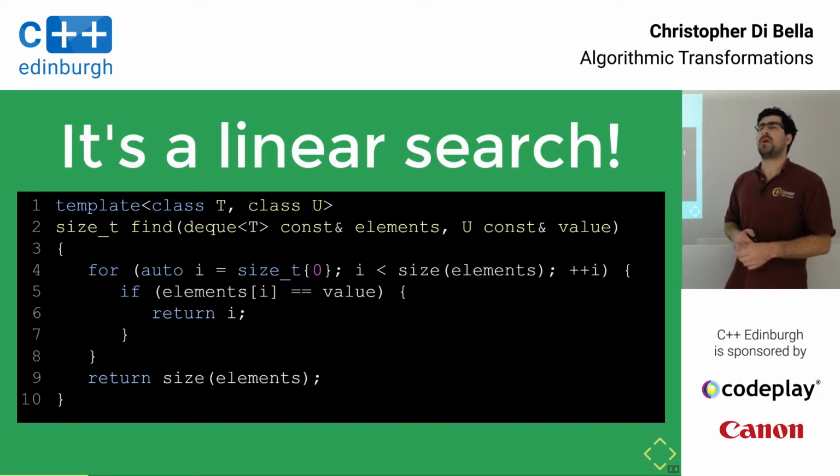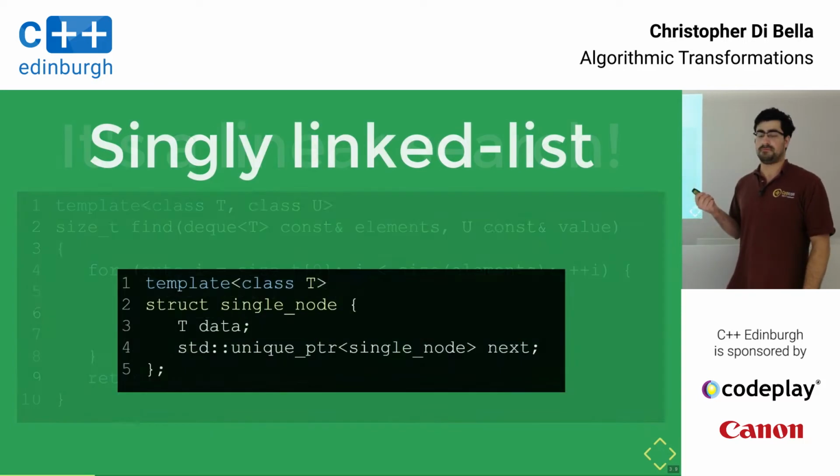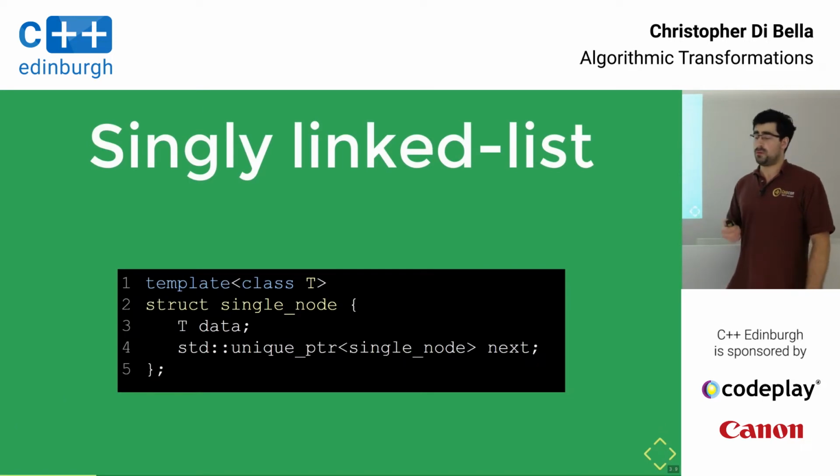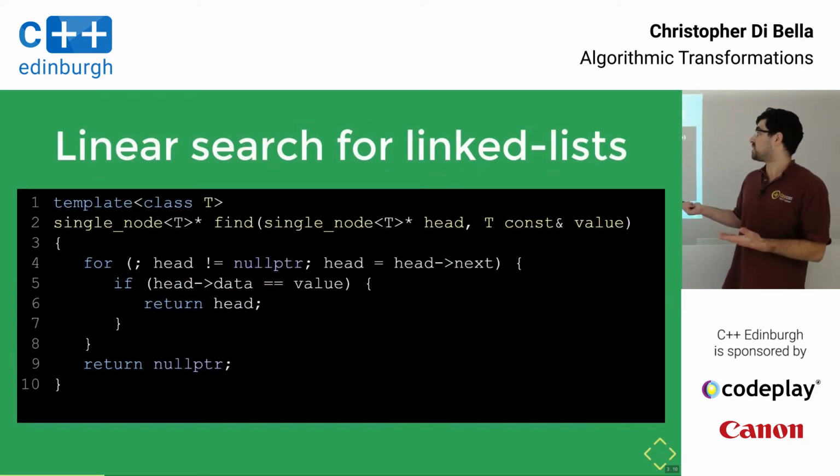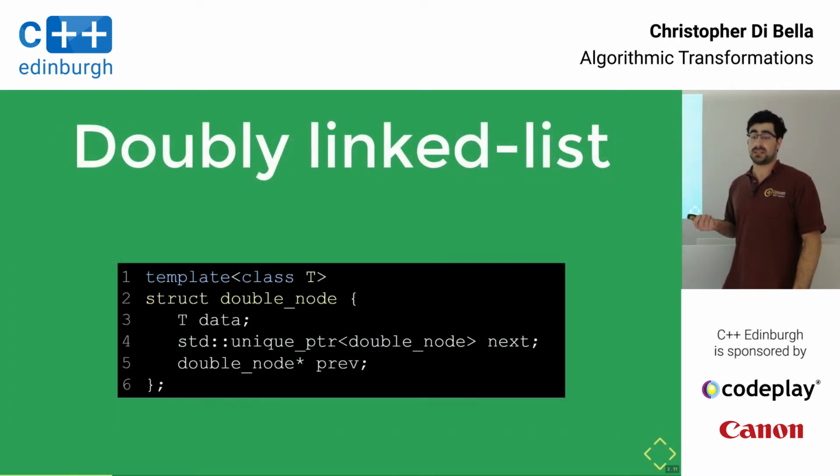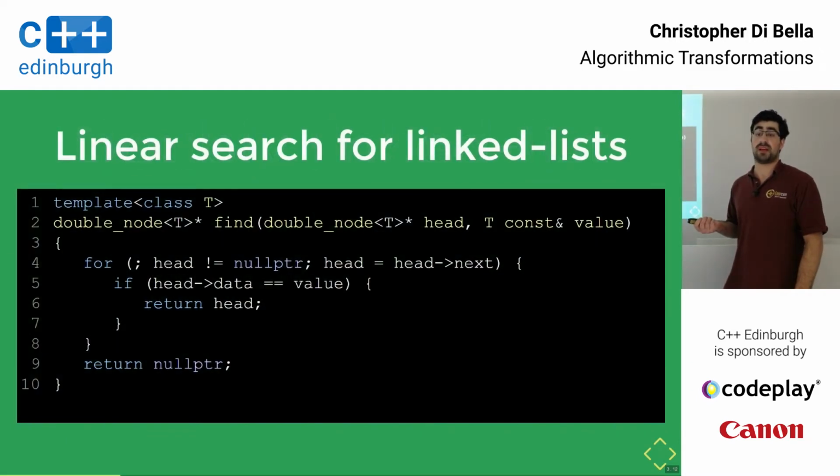But this isn't the only kind of data structure that we have. We also have singly linked lists, which look like this. And we have doubly linked lists, which look like this. For those who didn't quite catch it, the code is almost identical save for the type.